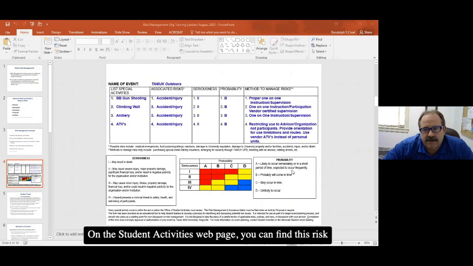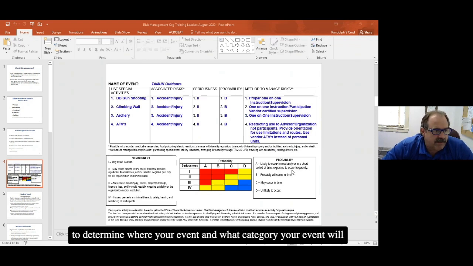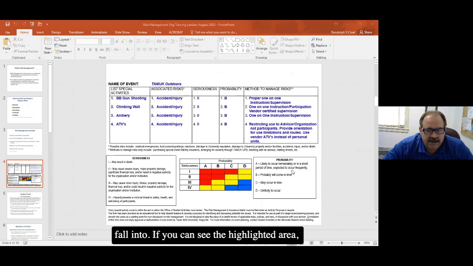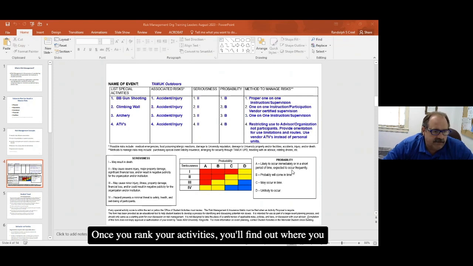On the student activities webpage, you can find this risk matrix, and you want to go through the risk assessment process to determine what category your event will fall into. If you can see the highlighted area for seriousness and probability, once you rank your activities, you'll find out where you fall on that heat map.